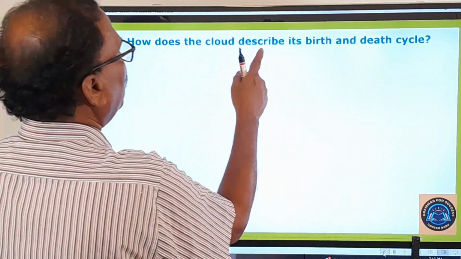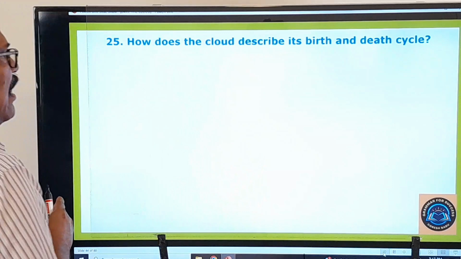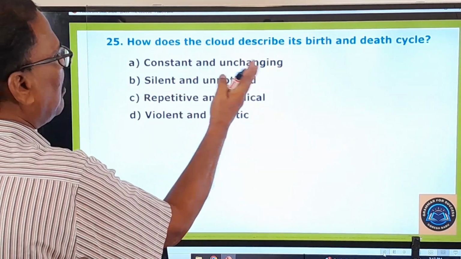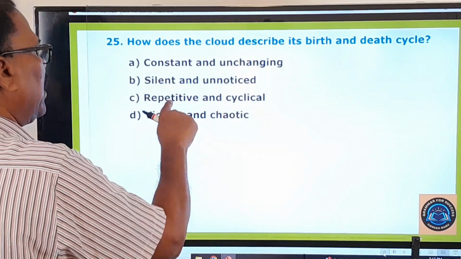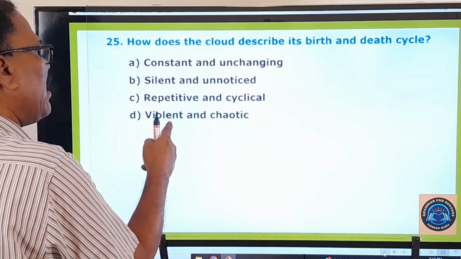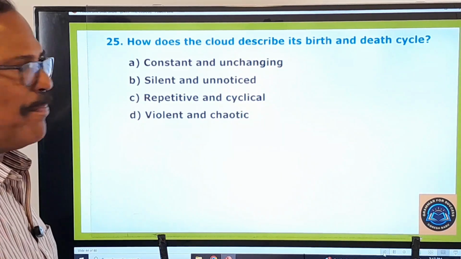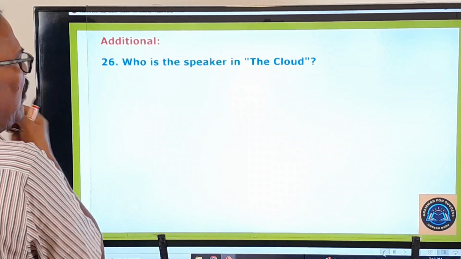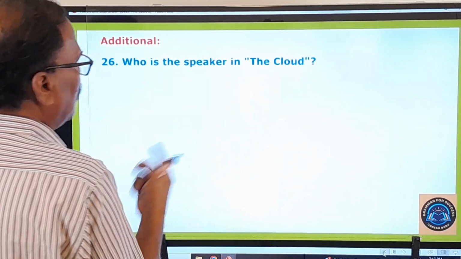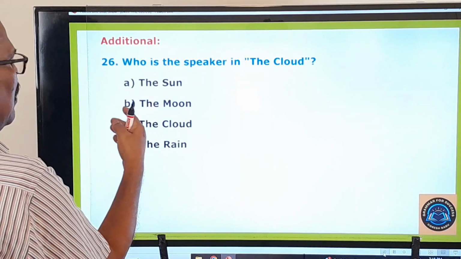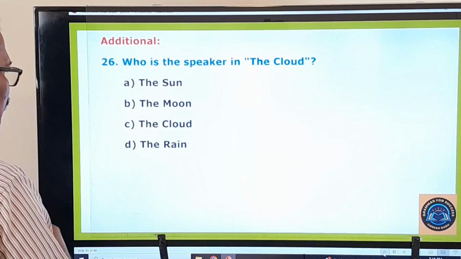How does the cloud describe its birth and death cycle? Constant and unchanging, silent and unnoticed, repetitive and cyclical, violent and chaotic. So these are the questions about the poem. Some additional questions are also given. Who is the speaker in the cloud? The sun, the moon, the cloud, the rain.